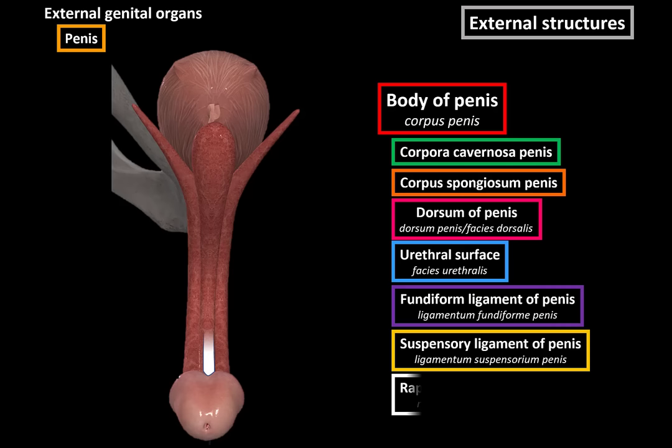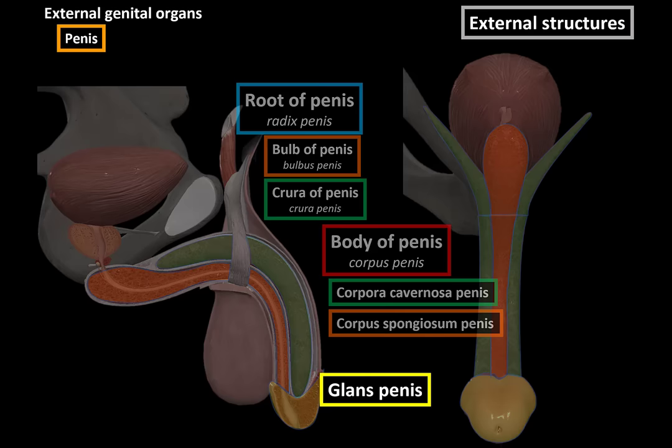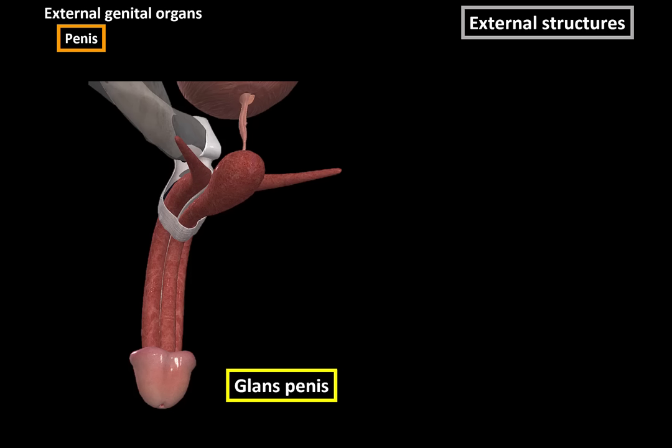So that was the body of penis. Now, let's do the glans penis. The glans penis is the most distal segment of the corpus spongiosum. It's also referred to as the head of penis. Similar to glans clitoris, the glans penis is the most sensitive erogenous zone and the primary anatomical source of male sexual pleasure due to the number of nerve endings.